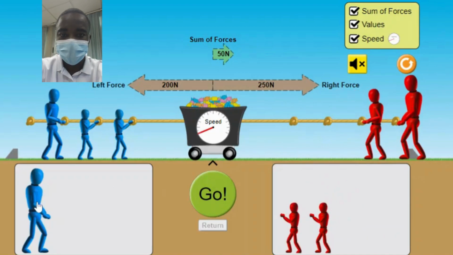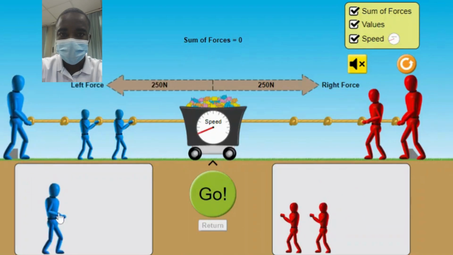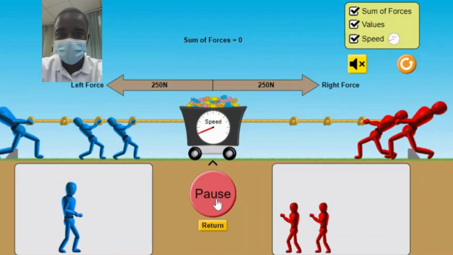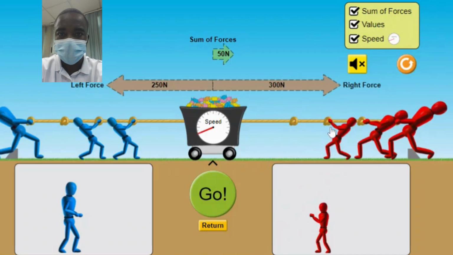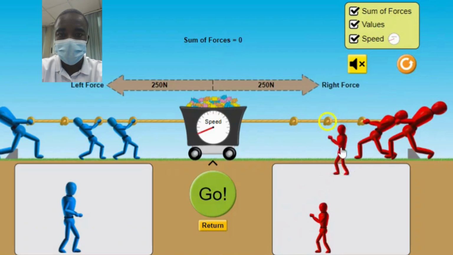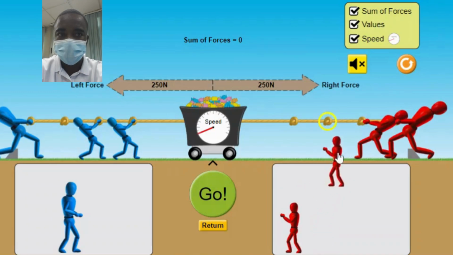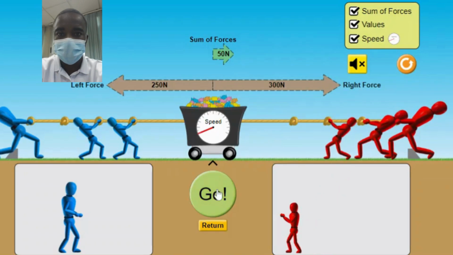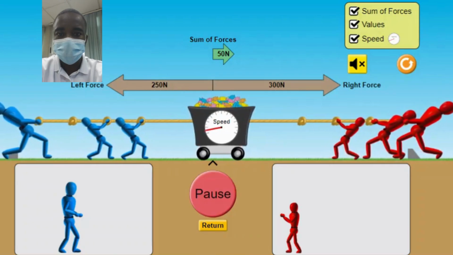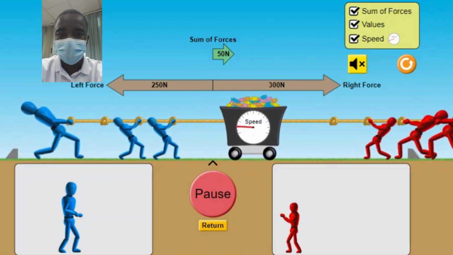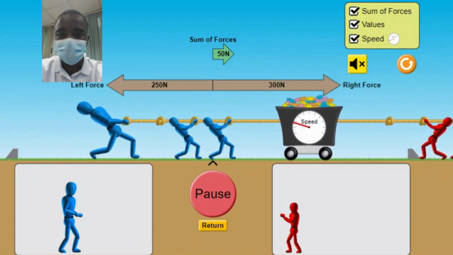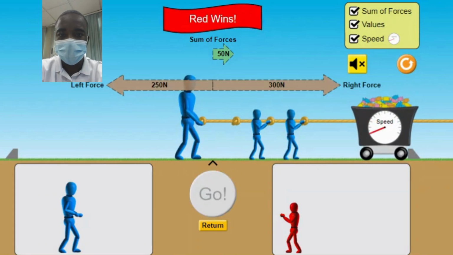The net force simulation is a valuable educational tool that brings the principles of balanced and unbalanced forces to life through an interactive and engaging context. By allowing students to manipulate the number of pullers and observe the resulting motion of the cart, the simulation provides a hands-on learning experience that enhances understanding of Newton's laws of motion. This interactive approach not only makes learning more enjoyable, but also fosters critical thinking, problem-solving skills, and a deeper appreciation for the relevance of these fundamental concepts in the real world.